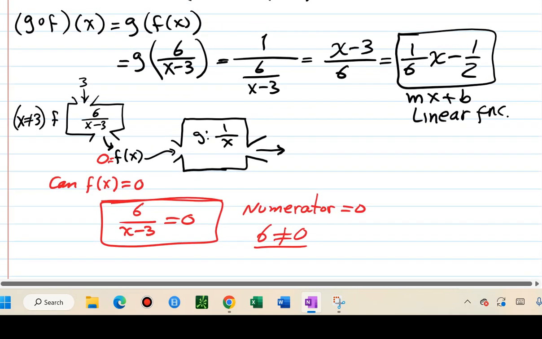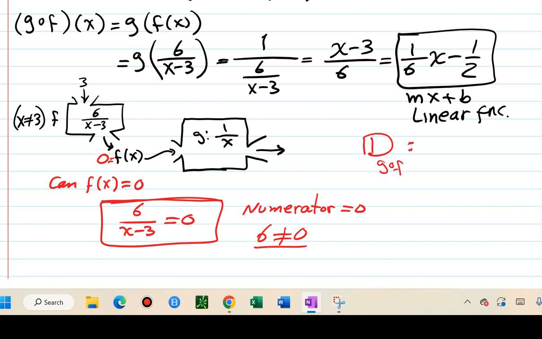The composition is this, and the domain of g of f, therefore, is going to be all real numbers except 3, the very first thing f cannot process. In interval notation, that's everything on the number line up to 3, to the left of 3, and just to the right of 3 to infinity. And there we have this domain.